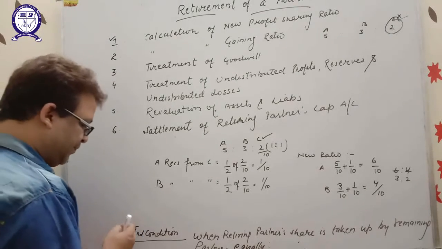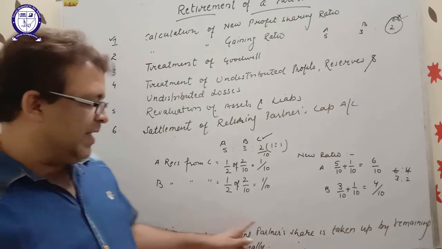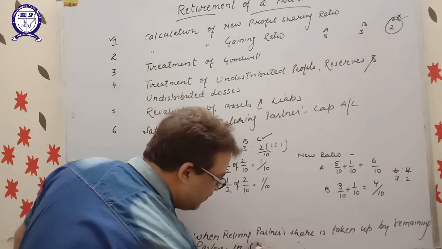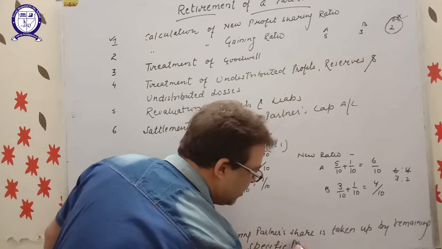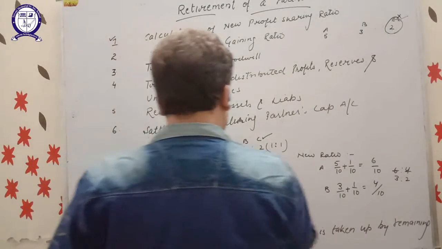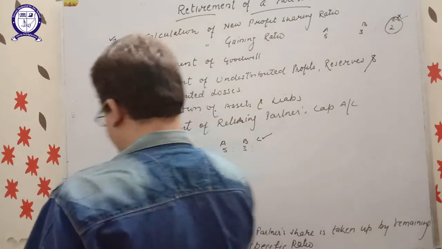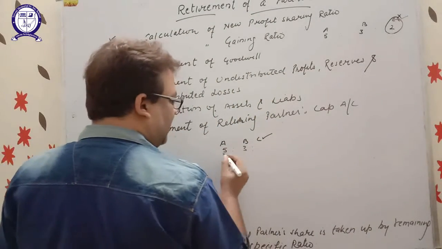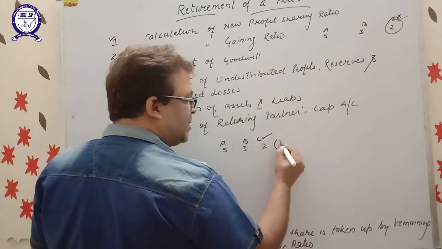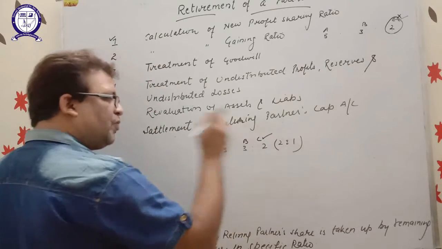Now the third condition, when retiring partner's share is taken up by remaining partners in a specific ratio. So how to calculate? Suppose there are three partners A, B and C. Ratio is 5:3:2. C retires from the firm and his share is taken up by A and B in the ratio of 2:1. Not equal, in the ratio of 2:1.